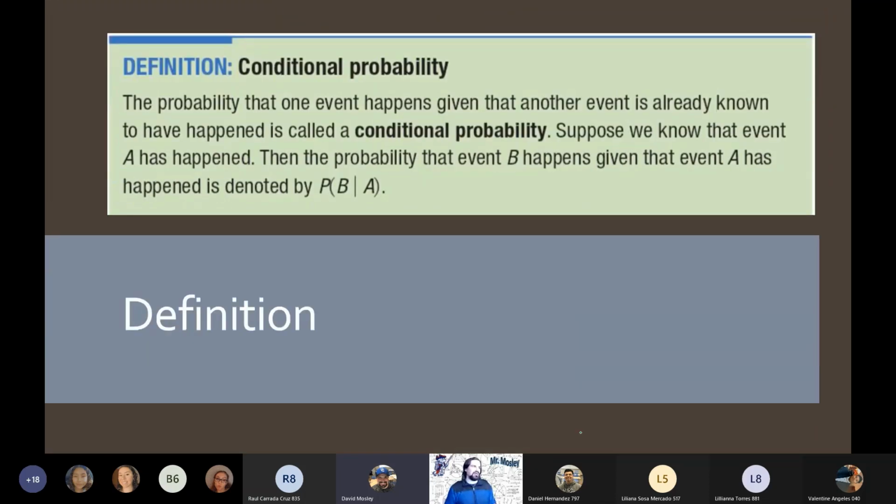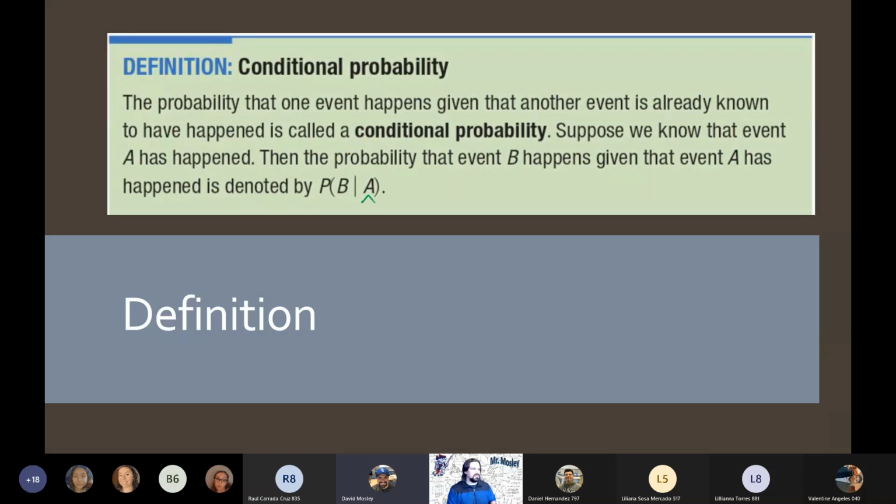All right, so this leads us to our textbook definition of conditional probability. The probability that one event happens given that another event is already known to have happened is called a conditional probability. Suppose we know that event A has happened. Then the probability that event B happens given that event A has happened is denoted by P of B given A. This little up and down bar essentially takes the place of the word "given." So what's the probability of B given A is what this notation represents.